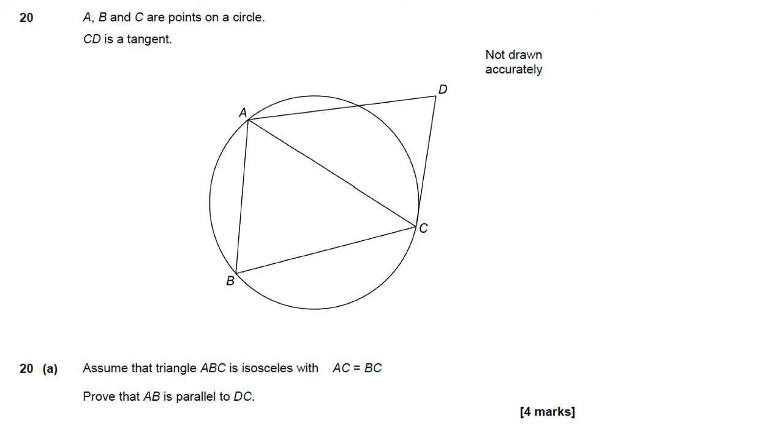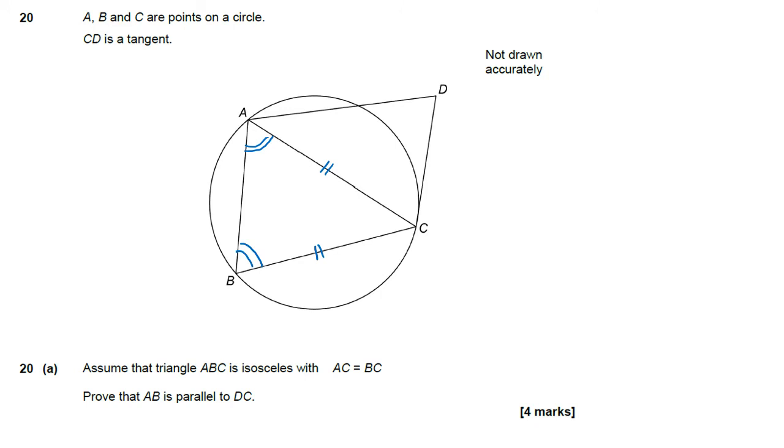Now, a bit of geometry again. A, B, and C are points on a circle. We're told that ABC is isosceles and that AC is equal to BC. So AC here is the same length as BC there. That means this angle here is equal to this angle here, and that's how we draw that they're equal: we draw a double line, two lines across the side, if they're equal.